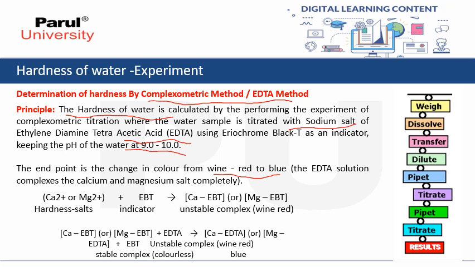The mechanism behind the complexometric titration is that the calcium and magnesium salts, that is the dissolved salts, react with the EBT, that is the indicator, and form an unstable complex which is wine red in color. This complex, when reacting with EDTA, forms again a stable complex with calcium or magnesium salt, which is blue in color. As we can see here, this is the process of any titration: weighing, dissolve, transfer, dilute, pipette out, titrate, and you will get the result.